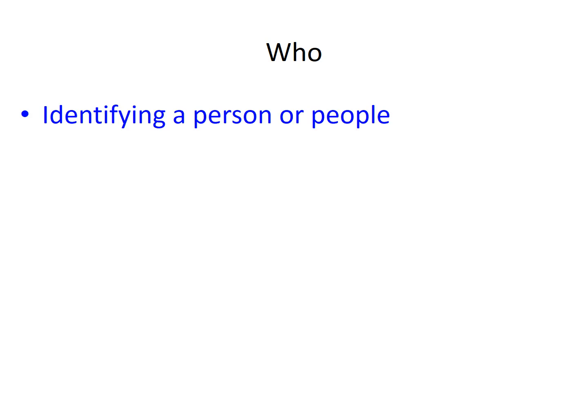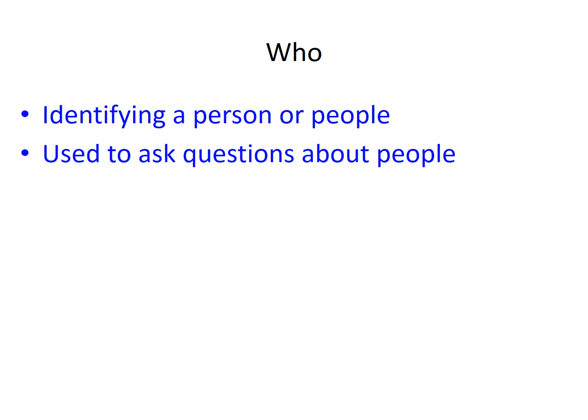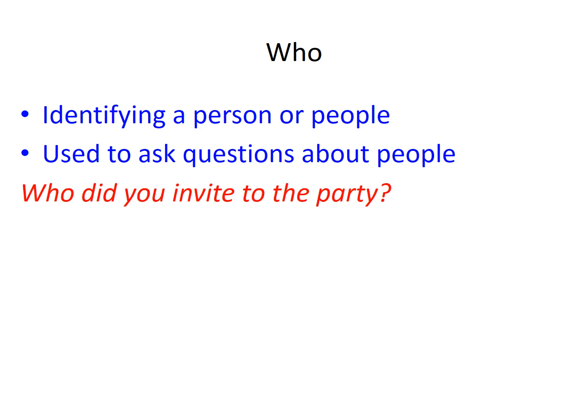So who? It is the interrogative that we use when identifying a person or people. It's used to ask questions about people. So for example, who did you invite to the party? Who is forcing the person that is being asked this question to answer with which people they invited.